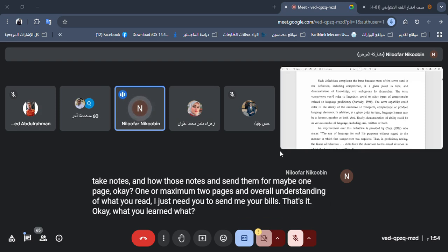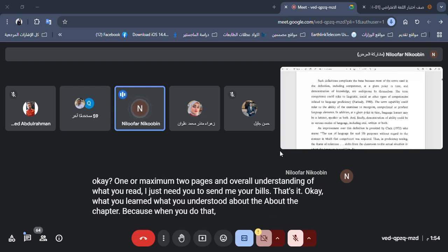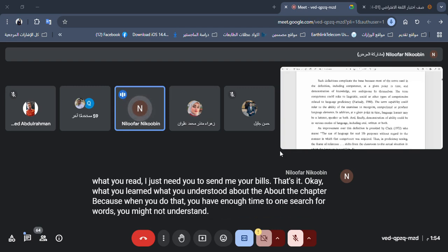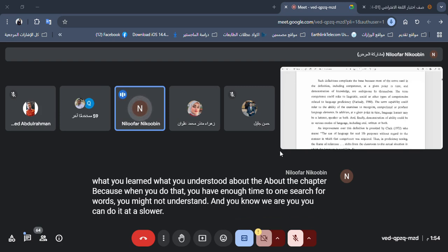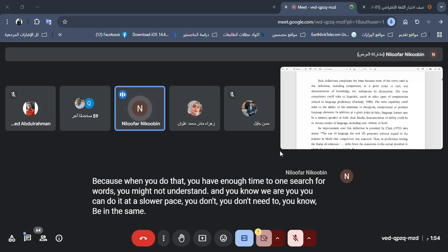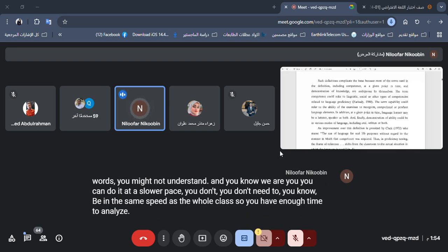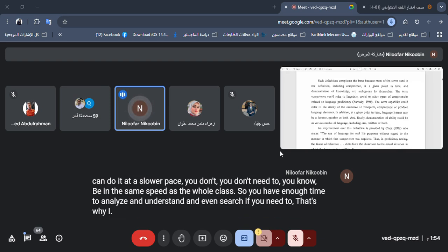What you learned, what you understood about the chapter. Because when you do that, you have enough time to go and search for words you might not understand, and you can do it at a slower pace. You don't need to be at the same speed as the whole class, so you have enough time to analyze and understand and even search if you need to. That's why I asked you to send me summaries. Please do.